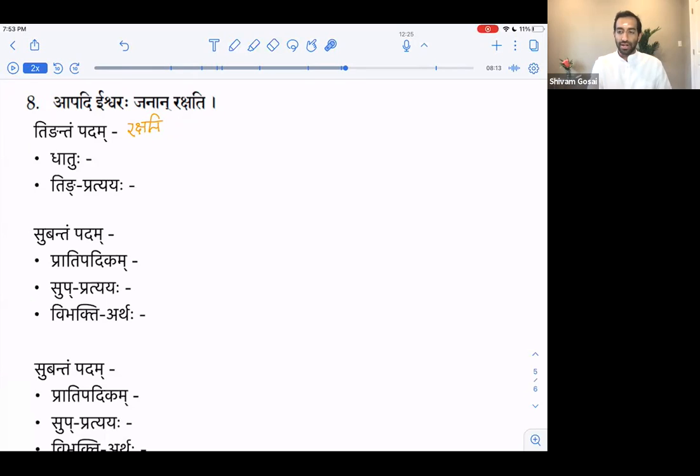Okay, so we have this sentence here. Apadi Ishwarah Janan Rakshati. The sentence is nice enough to give you the verb at the end. It's not always the case. What we'll see in Bhagavad Gita is that the verb is kind of randomly put there. So Rakshati, we're going to start with Rakshati. Rakshadatu, 1p, to protect. Latilakara, Kartri Prayoga, third one. This is pretty straightforward. We don't see any yakara or atmanepada, so we know it's not karmani prayoga.